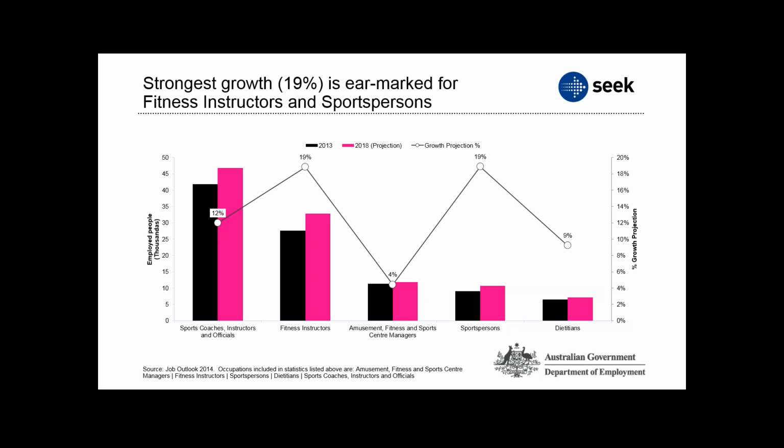And then we look at fitness instructors and sports people, they're 19%. So that's way more than double the national average. So we've got to be really conscious. If we're going to be recruiting in these particular disciplines, what are we going to do differently to keep pace with the demand that's going to be out there for these candidates?